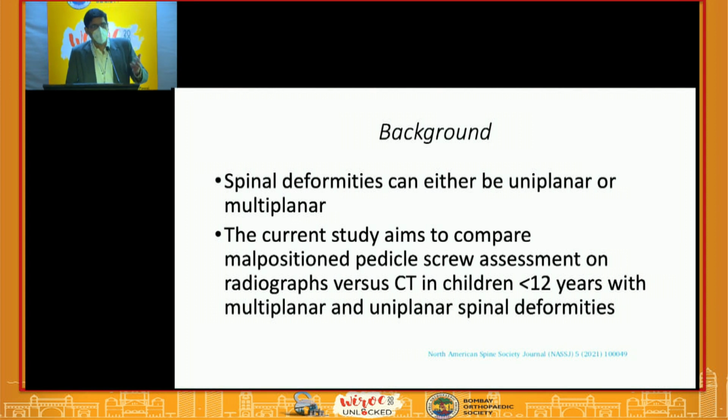So for example, this was the background, it started off as a retrospective study of spinal deformities who were treated, and some of these patients underwent a CT scan. So then I said, okay, let's just look at what the breach rates are in the CT. But then all patients don't get a CT done. It's only where you suspect that there's a breach, you'll get a CT scan done.